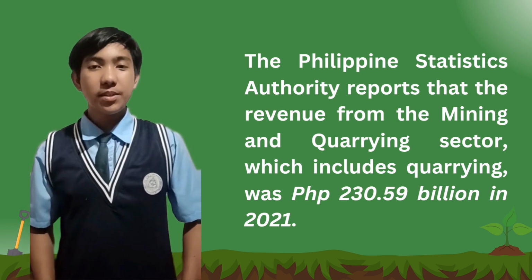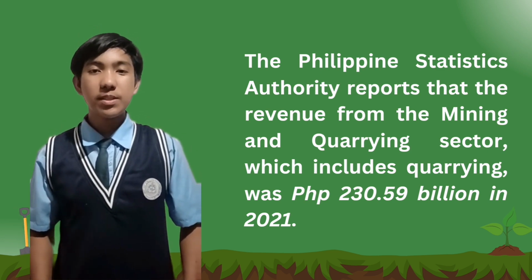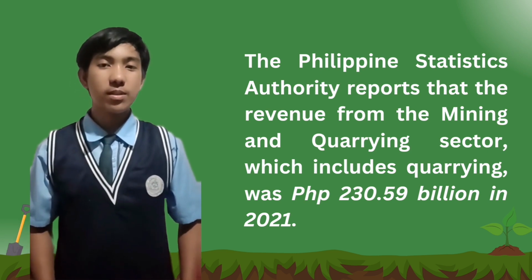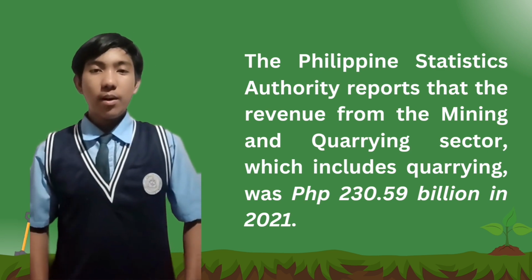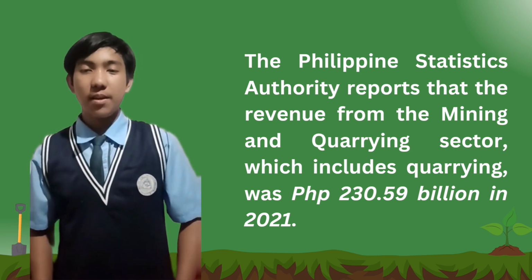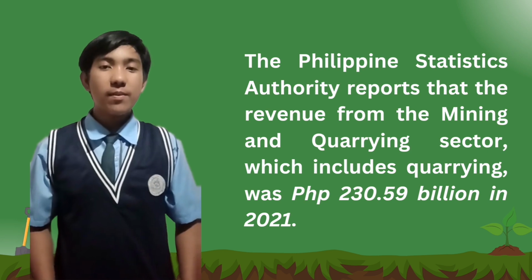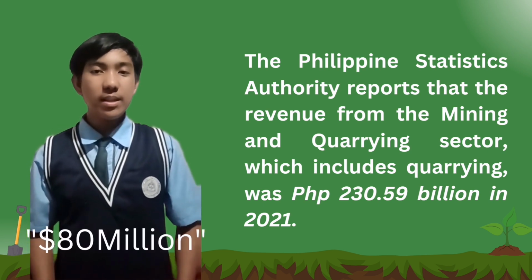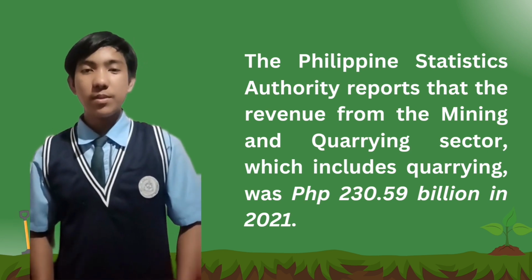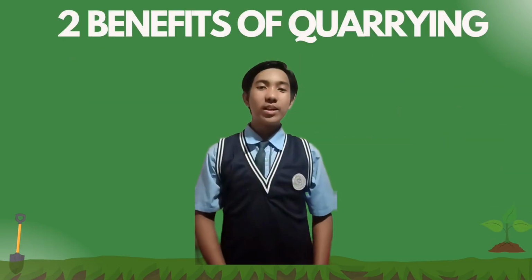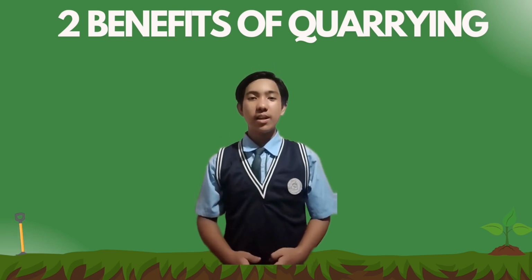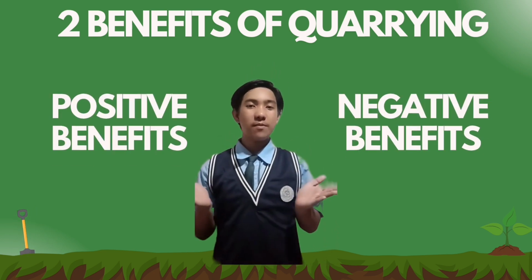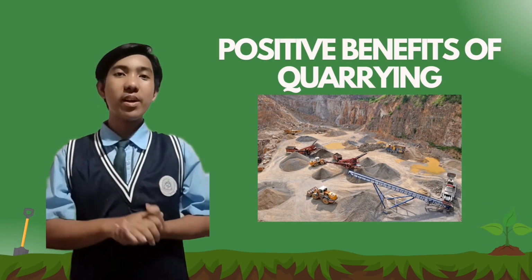This is a general figure for the entire sector, not specifically for quarrying sales alone, but more specifically for the entire industry group. Quarrying of stone, sand, and clay is projected to have a revenue of approximately $8 million by 2024. Now, let's move on to the benefits of quarrying. There are two kinds of benefits of quarrying, the positive and the negative. Let's move first to the positive benefits of quarrying.